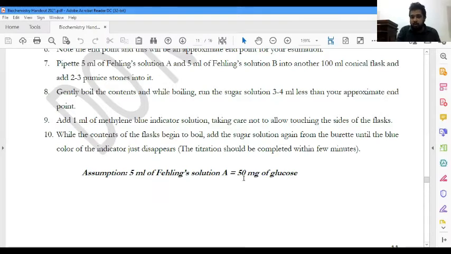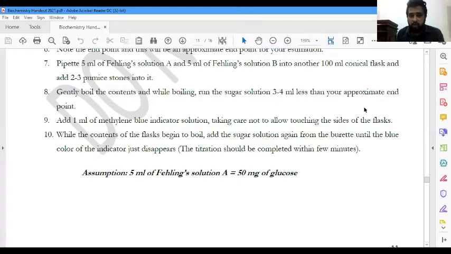Okay, after all the Cu2+ that is in the Fehling's A is consumed, methylene blue will reduce into leucomethylene blue. Okay, methylene blue is, you know, what is the color of methylene blue?